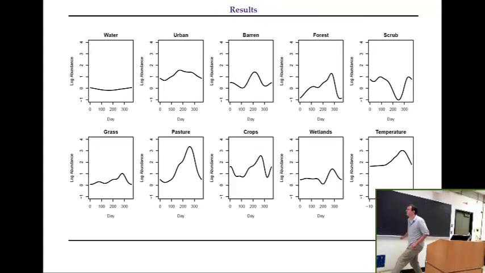This relationship is quite close to an empirically observed relationship between mosquito death rates and temperature. On average, mosquitoes live 12 days. If it's a little bit warmer, they die a little bit faster. If it's a little bit colder, they die a little bit faster.